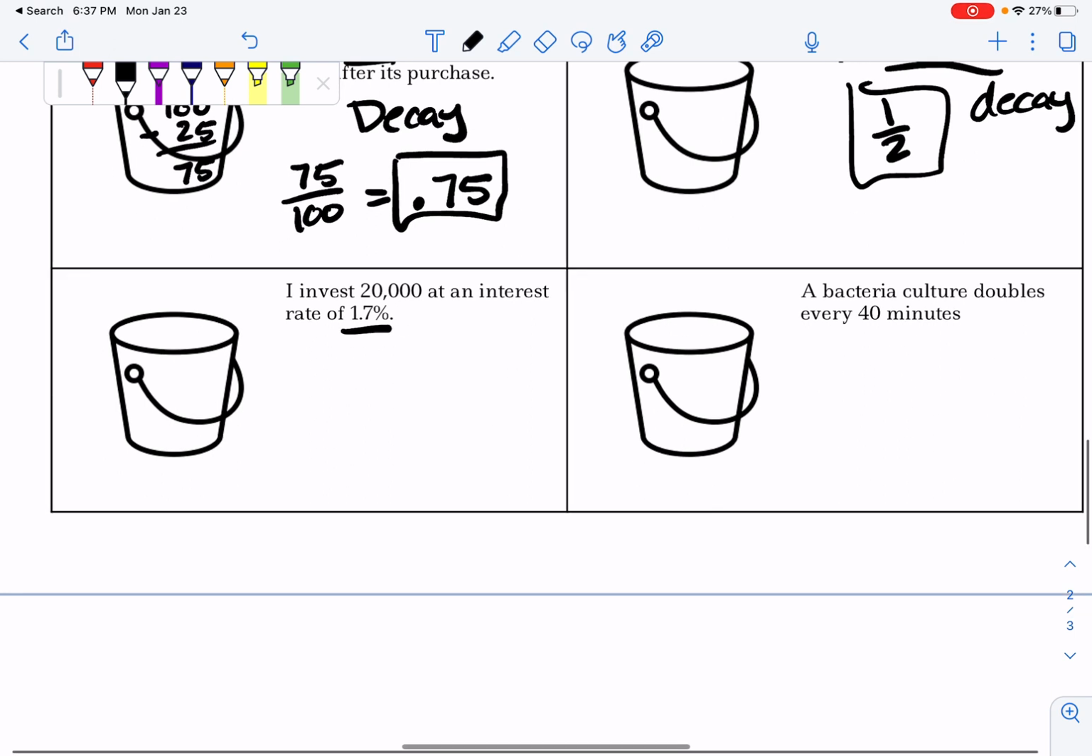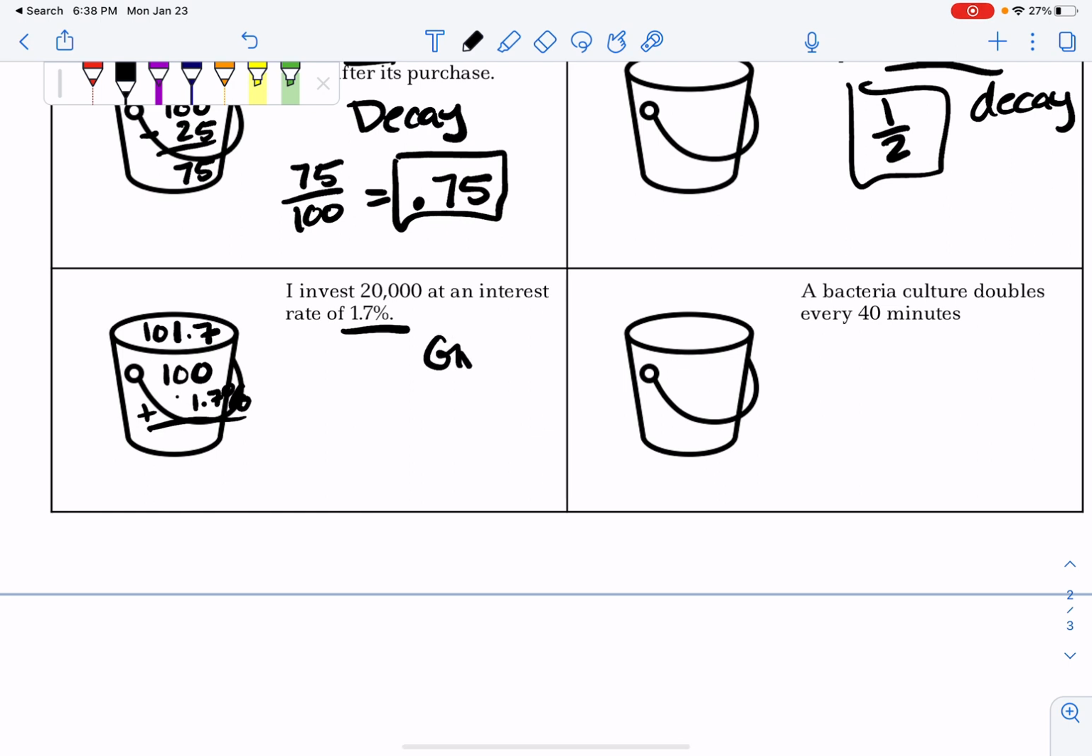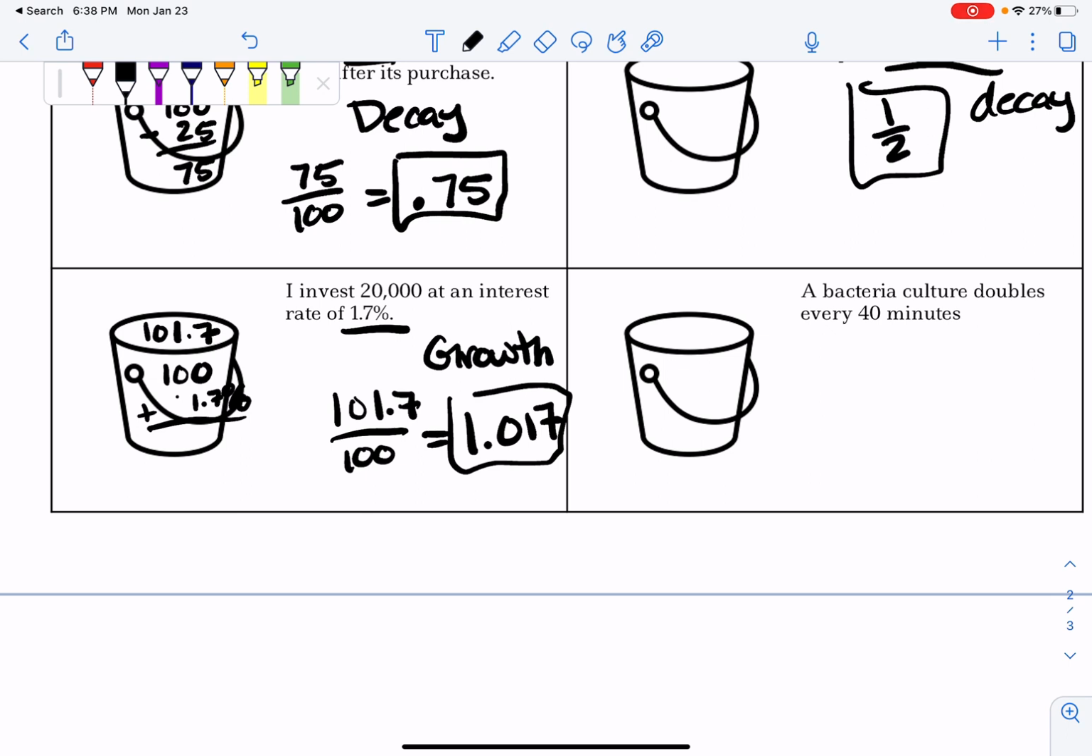$20,000 is invested at an interest rate of 1.7%. It sounds like we're starting with $20,000. That's 100% of our investment. And we're going to add 1.7% every year. That's going to give us 101.7%. So this is growth. We're going to add to our wealth here. That's what we want our money to do. Again, to turn this into a multiplier, we have to divide by 100. That gives us 1.017 as our multiplier, a value greater than 1. It's not drastically greater than 1, but your money is still going to grow over time.